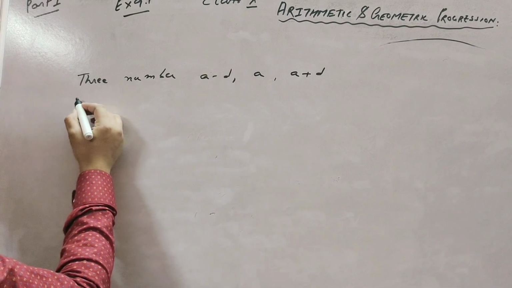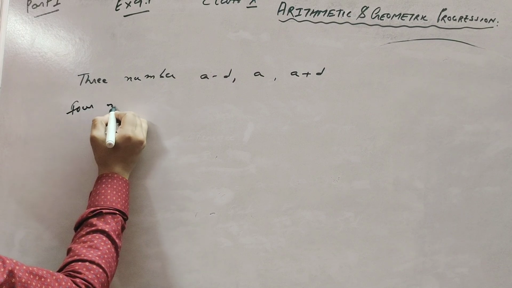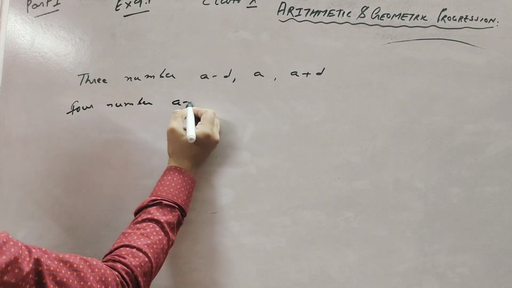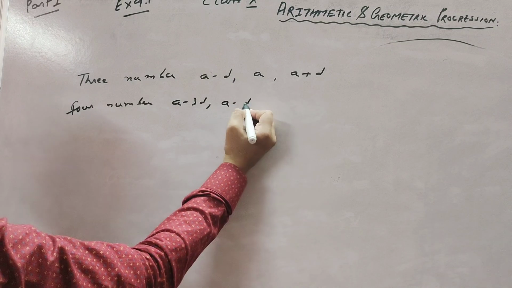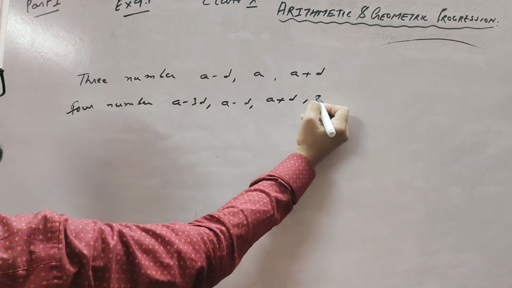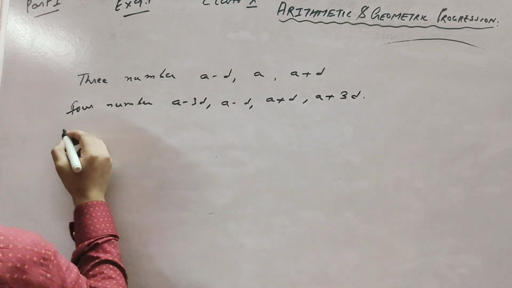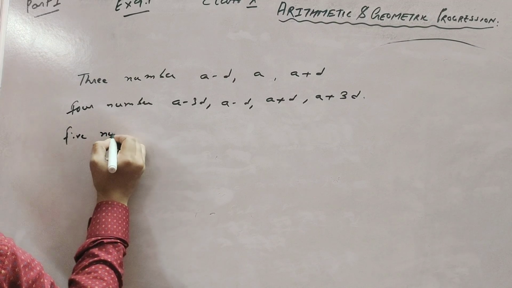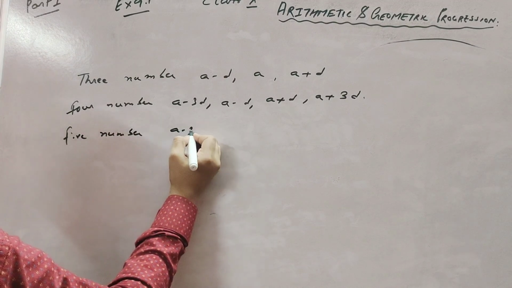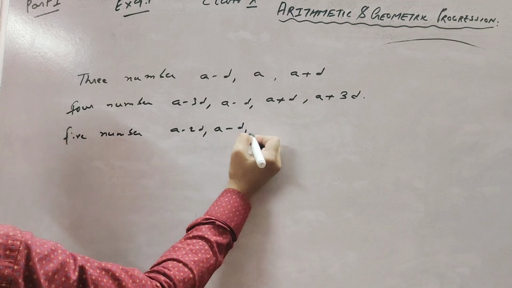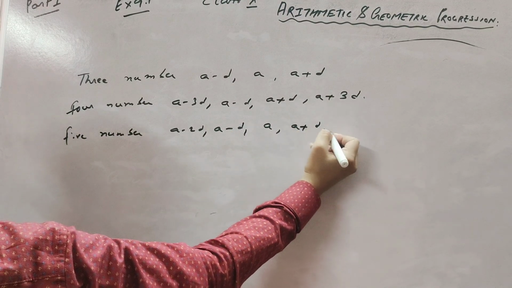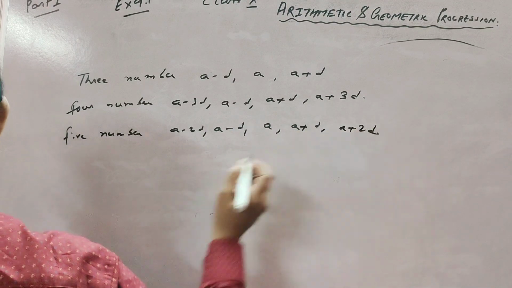Four numbers, suppose you take four numbers, that is A minus 3D, A minus D, A plus D, A plus 3D. Okay. Five numbers: A minus 2D, A minus D, A, A plus D and A plus 2D.